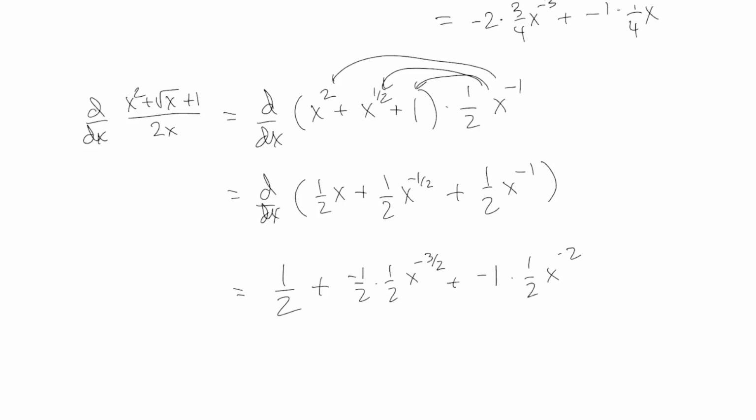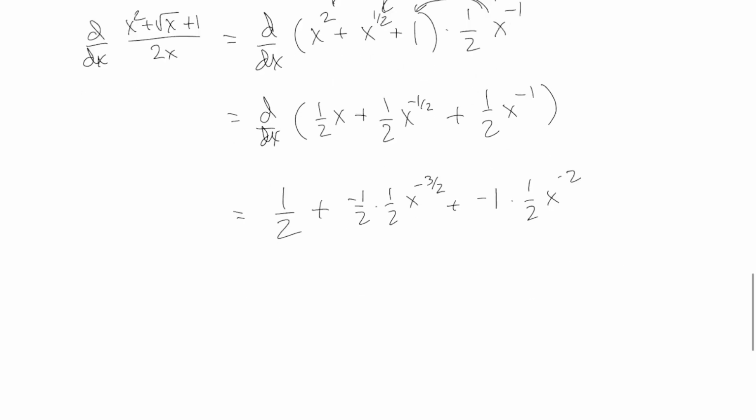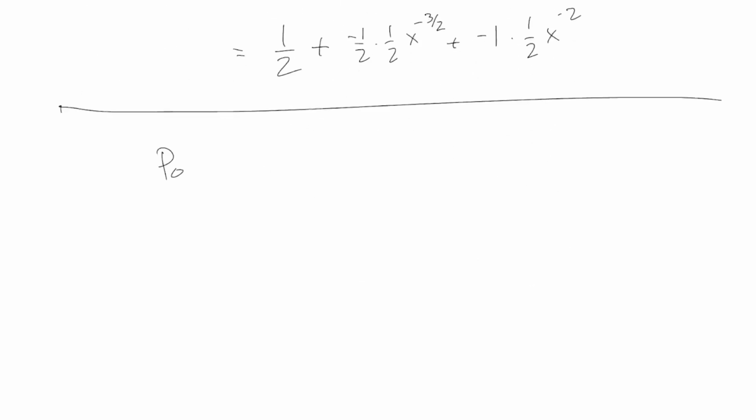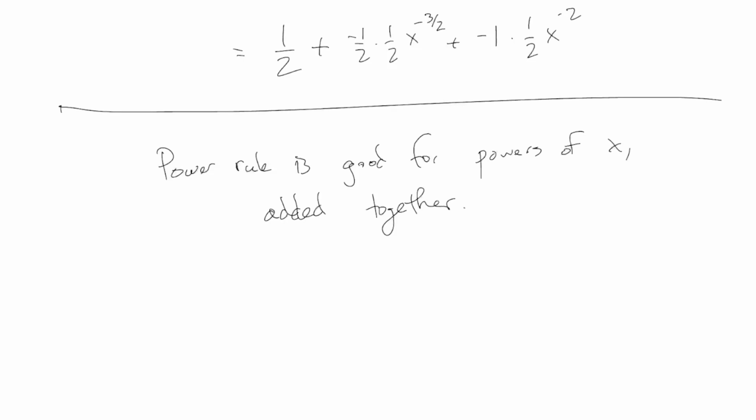Actually, the next 3 topics on the list are other rules. The power rule is the first and the most important one that we did. But there are other rules for other kinds of functions. The power rule works just for a power of x. The power rule is great for powers of x added together, right? But that's really the only situation when you can use the power rule.